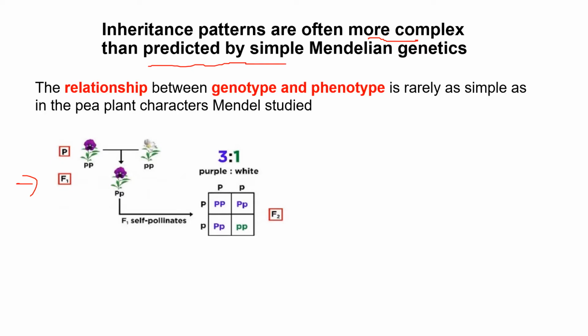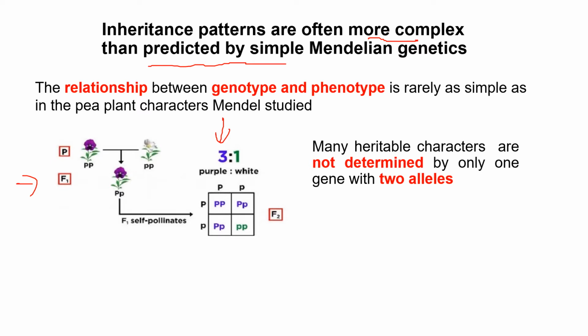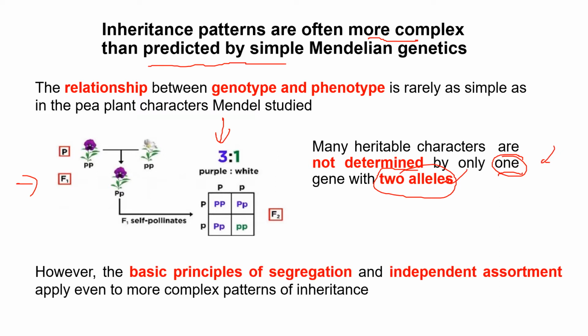And in this class, I hope that during the whole semester, I'm going to show you that the relationship between genotype and phenotype is rarely as simple as shown in this example. I'm going to show you many examples of characters that are not determined by one gene with two alleles. And possibly the most important point is that no matter how complicated those patterns of inheritance are, they still follow the principles of segregation and independent assortment.